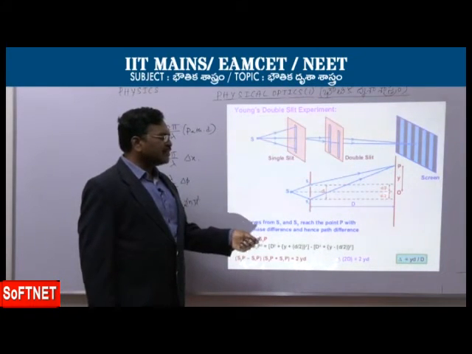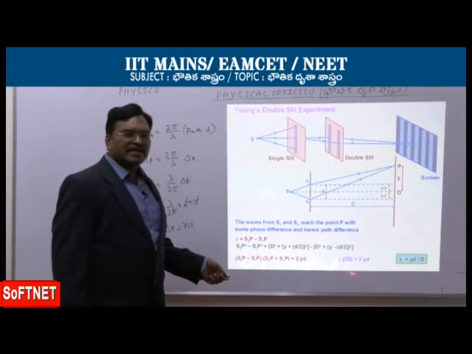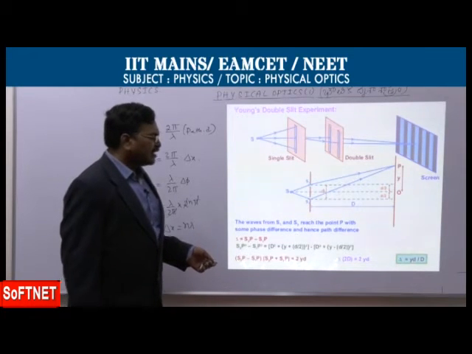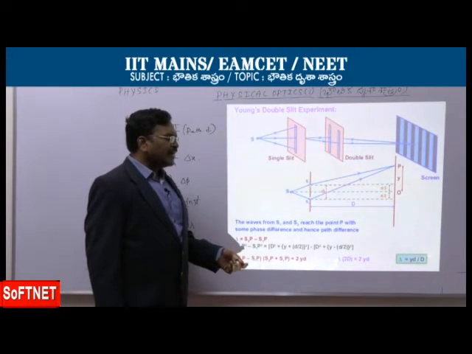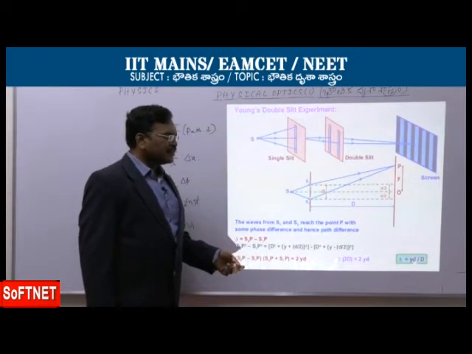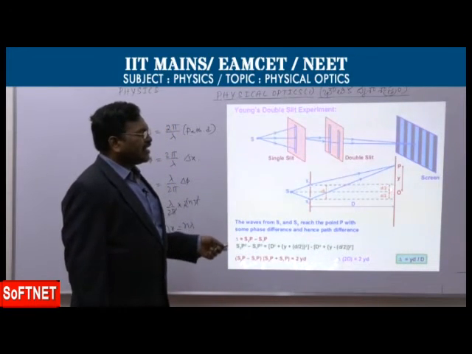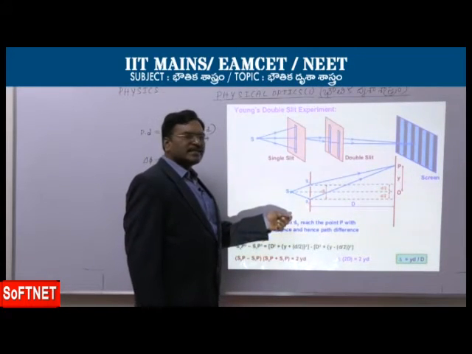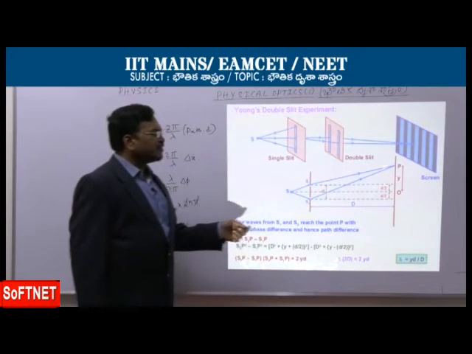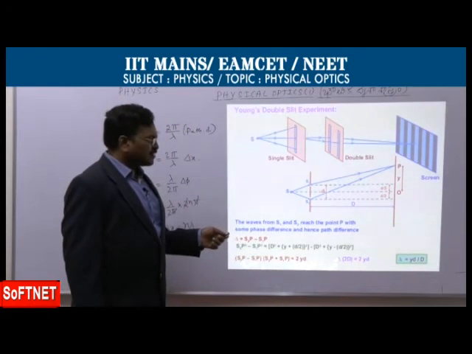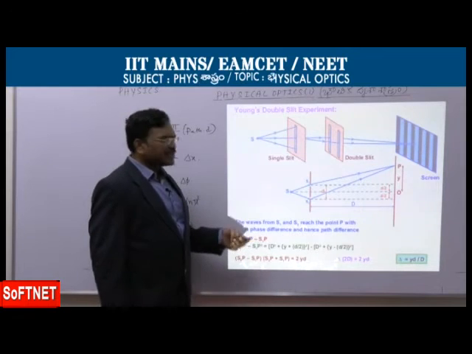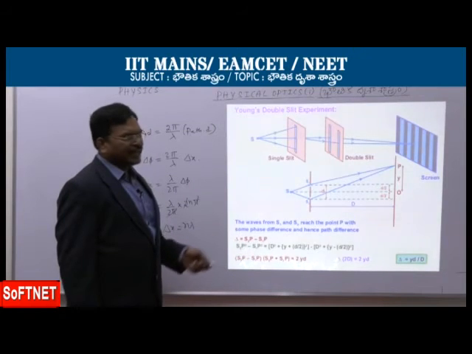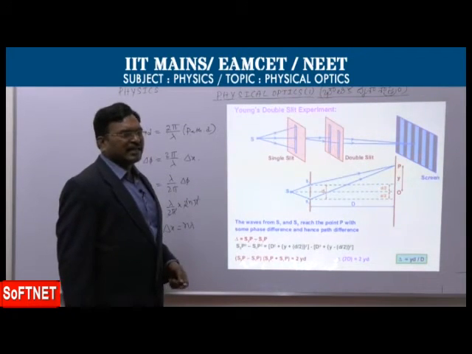Here S2P plus S1P we are considering approximately equal to 2D. We are introducing a negligible error. With this assumption, the path difference is equal to what we are getting? yd by D. What is y? Distance of the point from the central maximum. What is small d? Distance between the two slits. What is capital D? Distance of the screen from the slits. So path difference is y into small d by capital D.